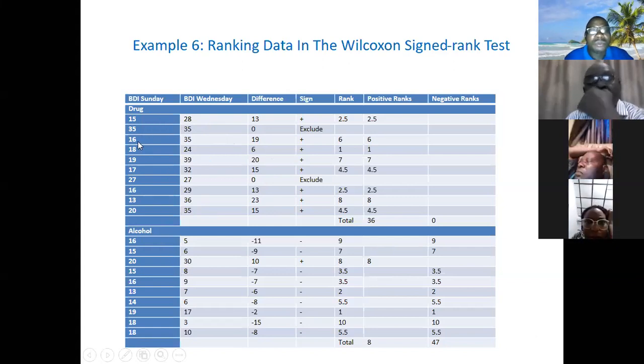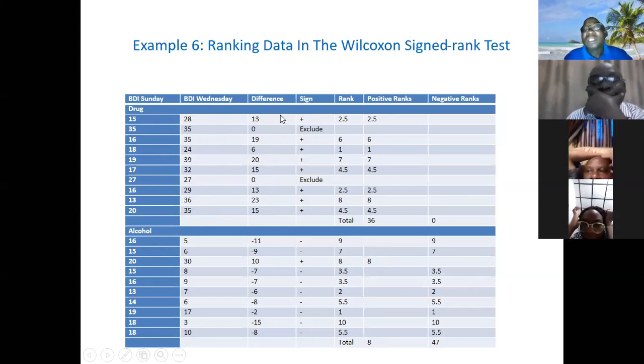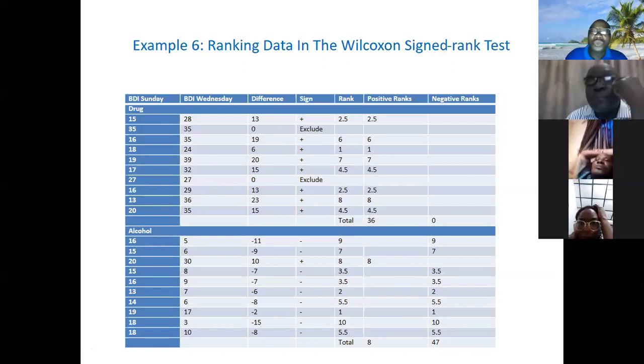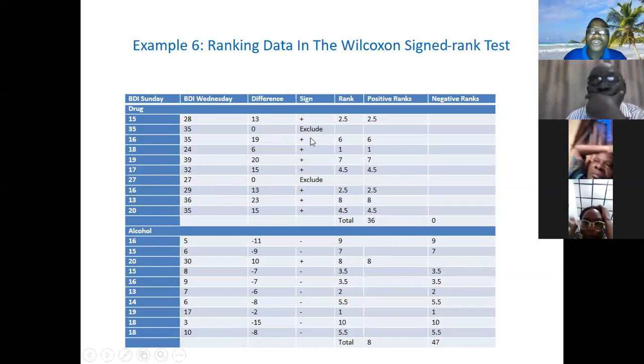So when you remove Sunday from Wednesday, they give you all of the positive except two that are the same in value. When they are the same in value, it gives you 0. Any difference that is 0, where the values are the same on both days, is not part of the calculation again. Look at it, exclude. Look at the sign: plus. This one excluded is 0, there's no sign here. Plus means that the value is positive. All of them are positive for drug.